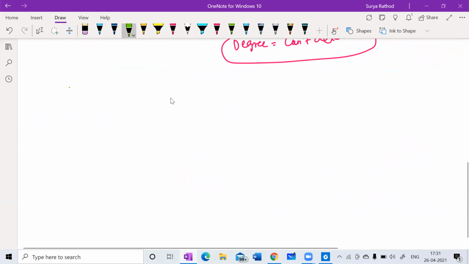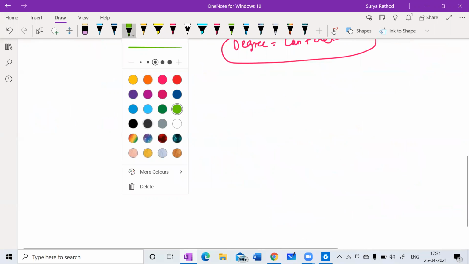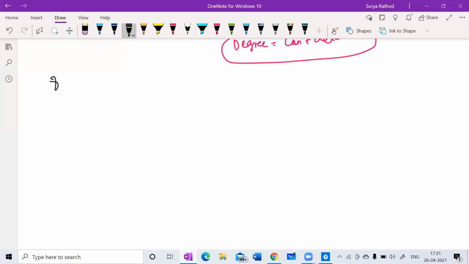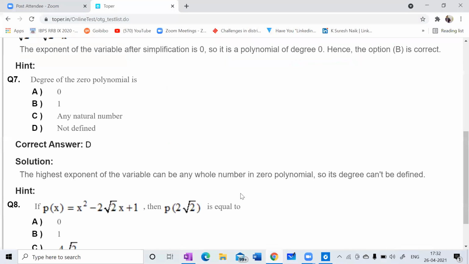Okay, eighth question now. We'll go for the eighth question. Please try to look at the screen carefully. One second. If I share these notes, this color won't be visible, so let's take black color now. Eighth question.